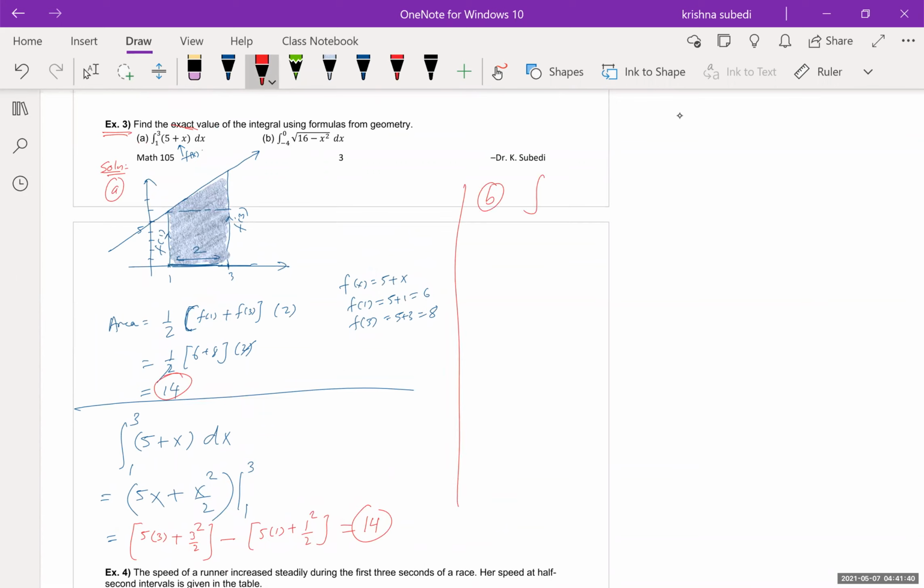In part B, we want to find the area for this. So let us draw the graph of this one. So here, guys, y equals the square root of 16 minus x squared. That is our y. I want you to draw the graph of this function.